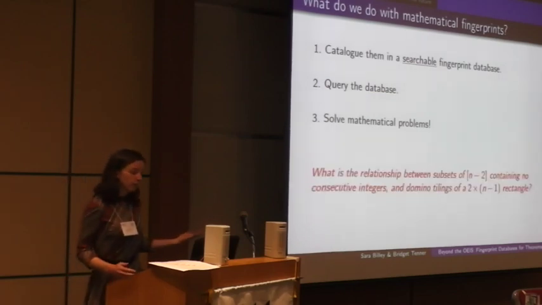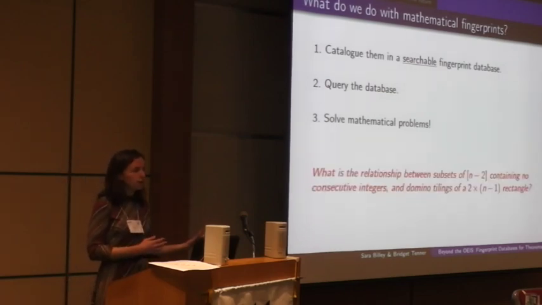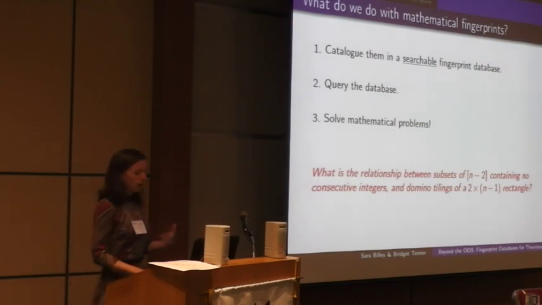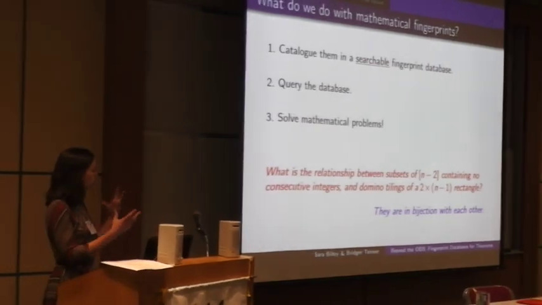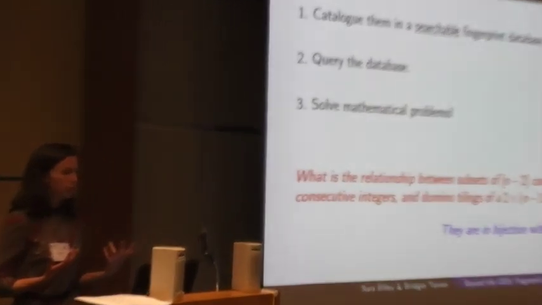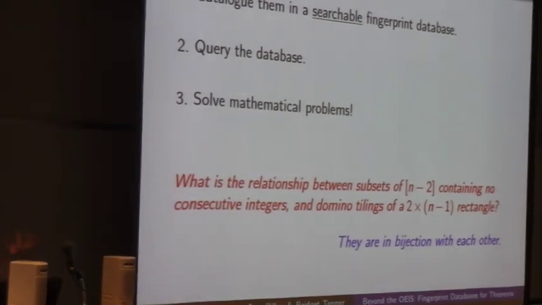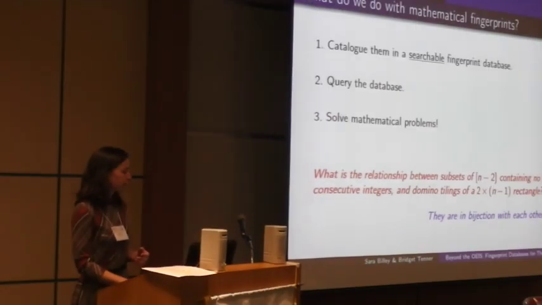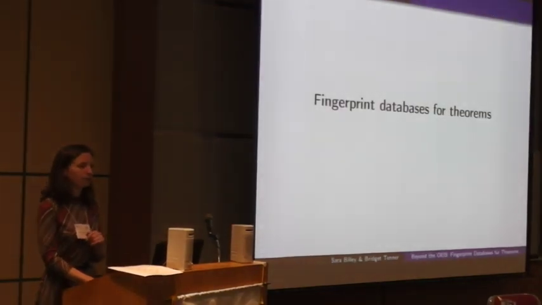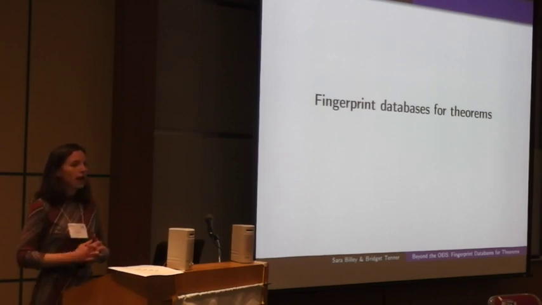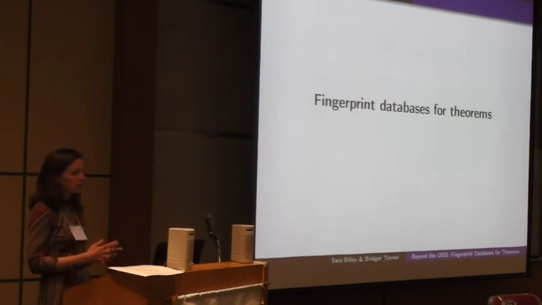So for example, if you said, what is the relationship between subsets of this set containing no consecutive integers and domino tilings of this rectangle? Well, we saw they had the same fingerprint, so we can certainly say that those objects are in bijection with each other, and you can then work to come up with that bijection and use experimental mathematics to build on this and do all kinds of great things. Okay, so that's the very basic idea of a mathematical fingerprint. Now, what is a fingerprint database for theorems?